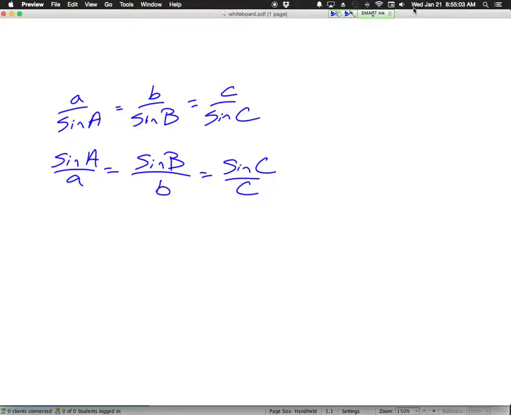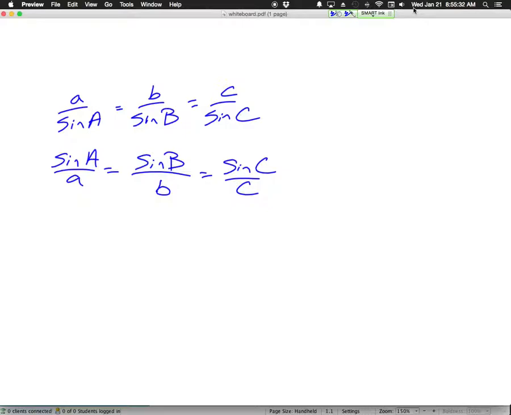Now, when you use law of sines, you're only going to use two of the three. All this is saying is that each one of these is equal to each other. So when I actually use the law of sines, I'm only going to be using two of the three. I might use the first two, I might use the first one and the last one, and so on. But we show it this way so that you know that all three of these things are equal to each other when you're dealing with a triangle.